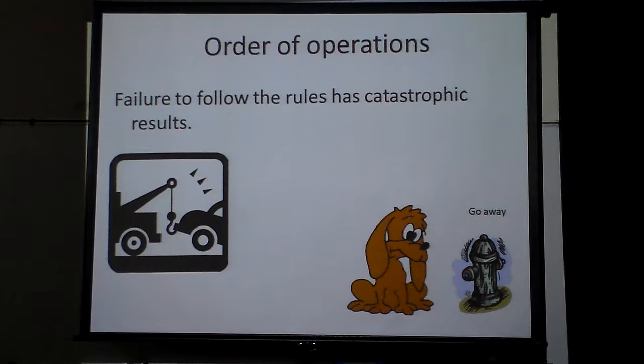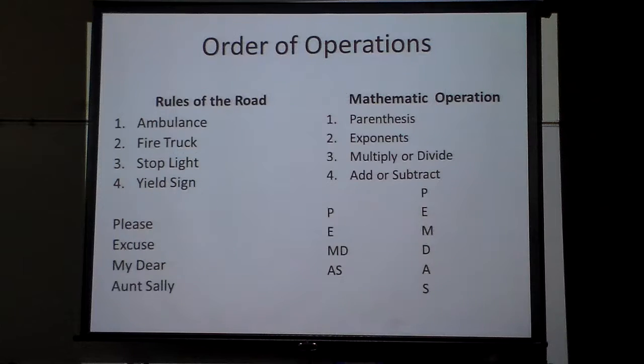So let's kind of think about this. Failure to follow the rules has catastrophic results. If you don't follow the rules of the road, you have a wreck. You see the little fire hydrant here, doesn't want the dog by him. We know why. And here's what I like about this: this stoplight is like the multiply or divide, and the yield sign is like the add or subtract. Multiply or divide, add or subtract.